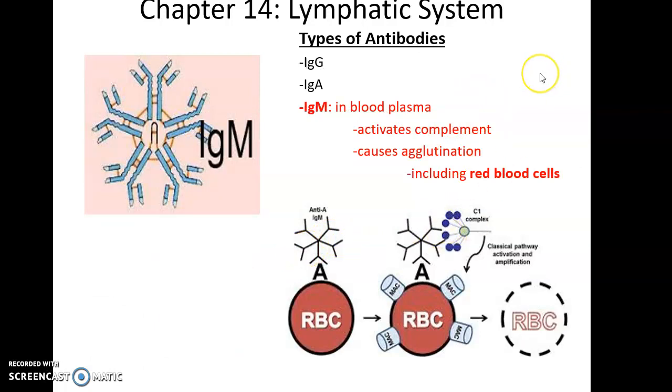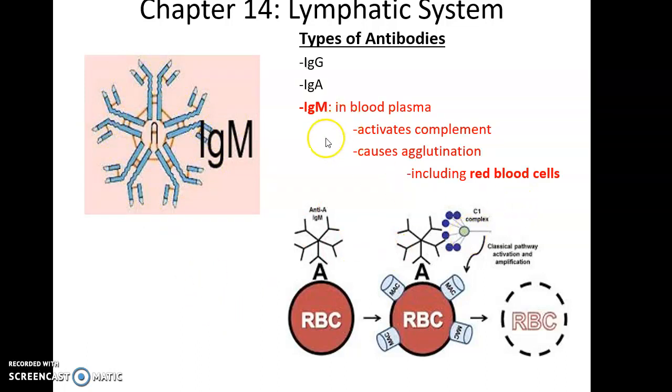IgM is found in blood plasma. It can also activate complement. It can also lead to agglutination. So you see it has 1, 2, 3, 4, 5 of the Y-shaped subparts, and each of those could bind to a different antigen. So that's a lot of potential cross-binding leading to agglutination.